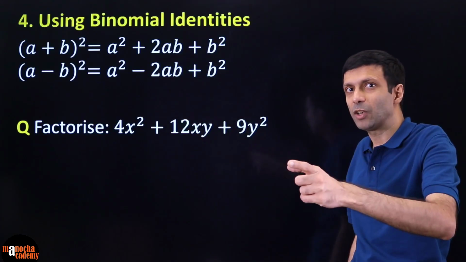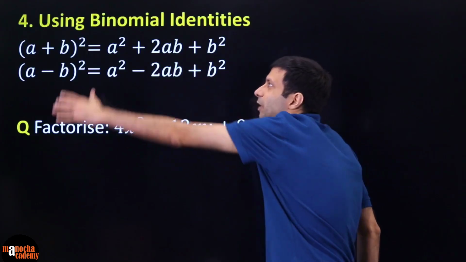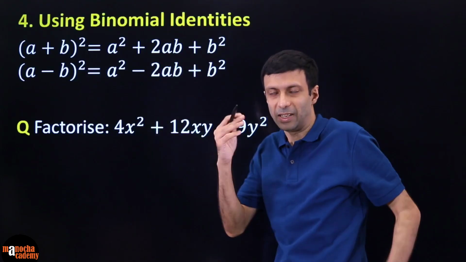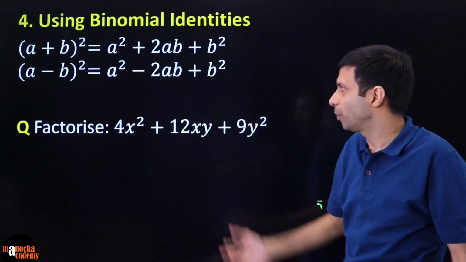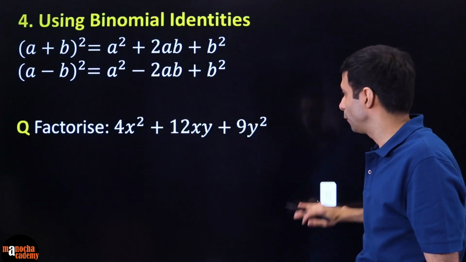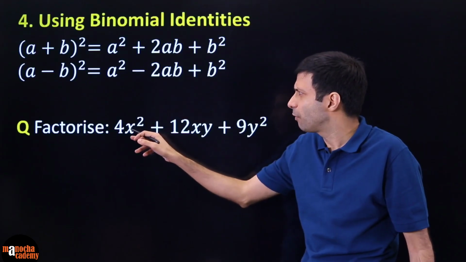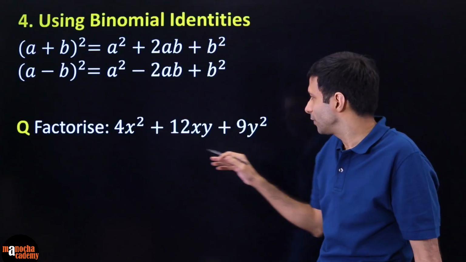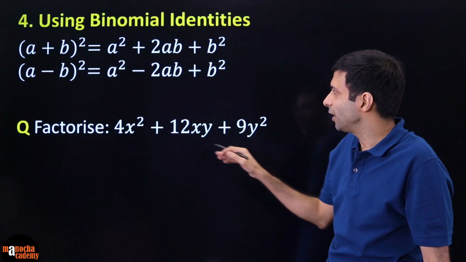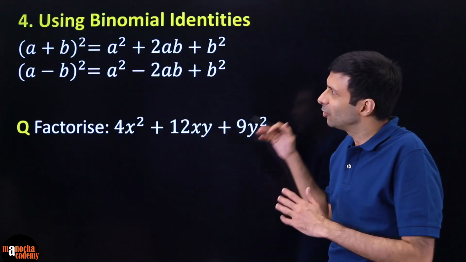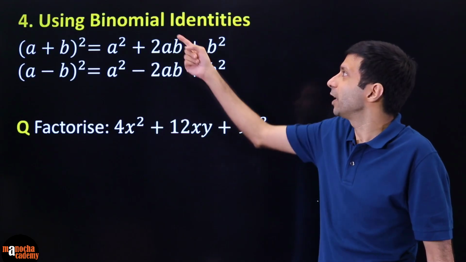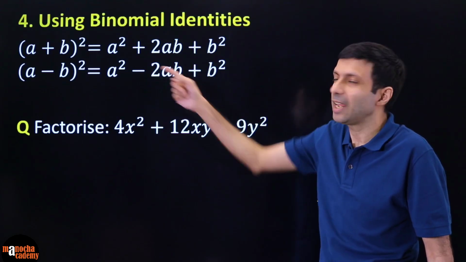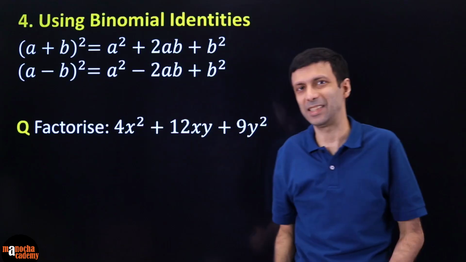But in factors, remember, we are doing the opposite. We're converting the expression, that sum of terms, into a product. So for example, here if you see this kind of thing, you have a 4x square, you have some 9y square, and then you have a 12xy. So can you tell which identity should I use to factorize this one? Should I use a plus b whole square or a minus b whole square? What do you guys think?